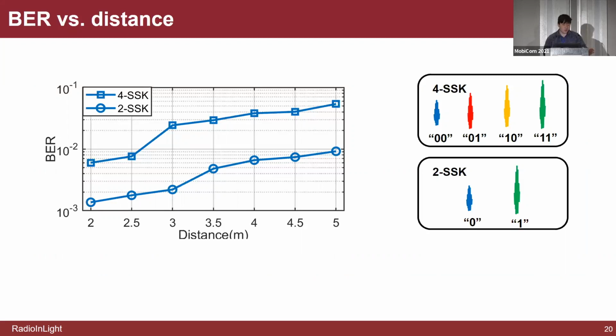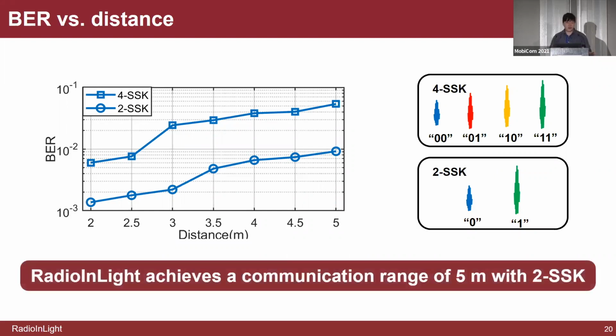And we first show the bit error rate at different distances under different modulation levels, 4 SSK and 2 SSK, as shown at the right side. We can see that with more modulation levels, the communication range will decrease. The reason is that we need a higher signal-to-noise ratio to differentiate more kinds of leaked signals for decoding. But basically, the RadioInLight system can achieve a communication range of 5 meters with 2 SSK and 2.5 meters with 4 SSK.